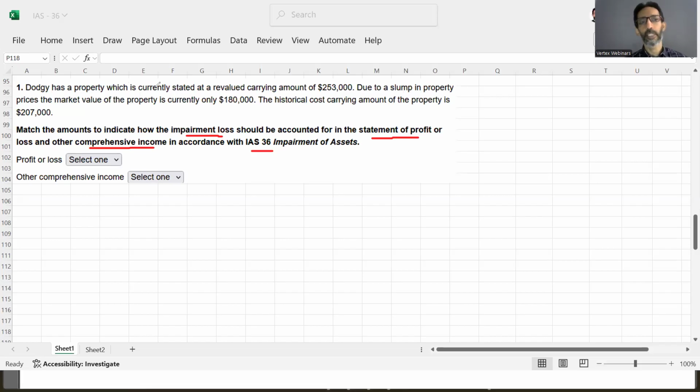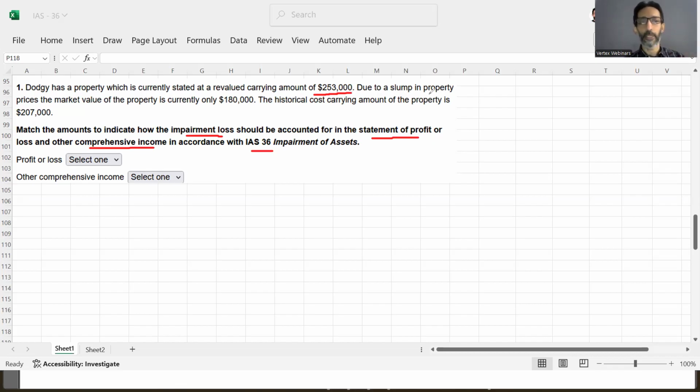Doji has a property which is currently stated at a revalued carrying amount. So whatever is revalued, when the revalued amount comes down to the carrying amount of the asset, if no revaluation had taken place, that portion of the impairment goes to the other comprehensive income.